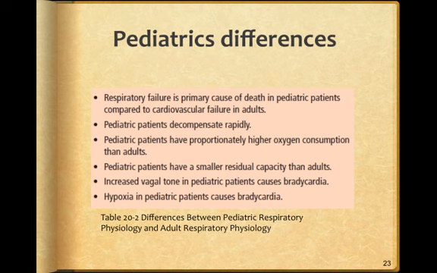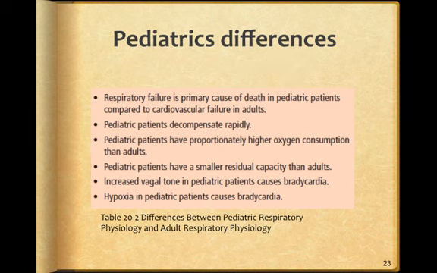Pediatric differences continued here. Respiratory failure is a primary cause of death in pediatric patients compared to cardiovascular failure in adults. Pediatric patients decompensate very rapidly. So if this is a cliff, the pediatric patient will stay pretty normal until they're at the edge of that cliff or they're out of resources, and then they'll just crash. So we have to watch very subtle changes, increase in heart rate, increase in work of breathing. We need to get more aggressive with their airway control.